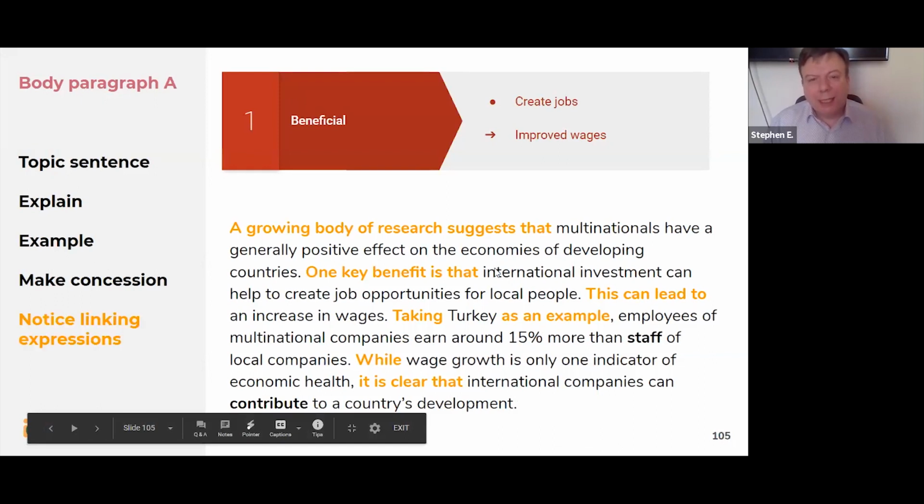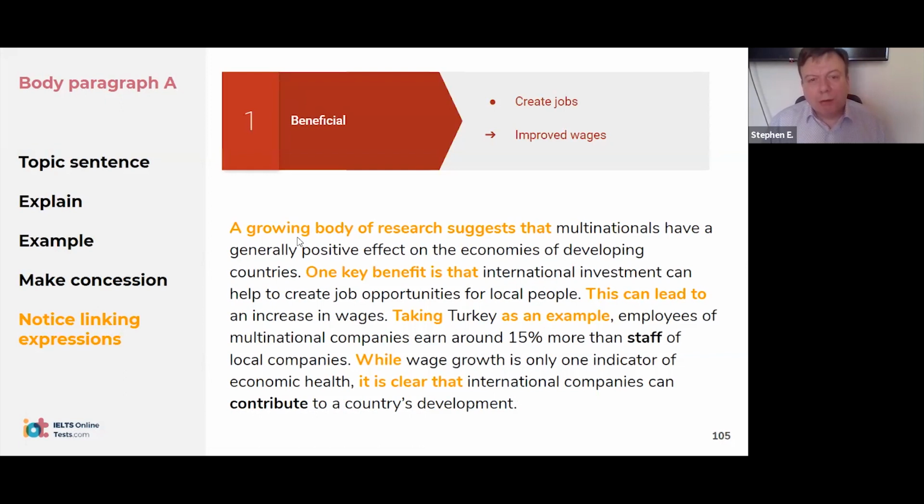So we've got some good linking expressions here. A growing body of research suggests. Now, a lot of people put in their essays, a recent study by or recent research, but then you have to reference where that information comes from. But if you use a growing body of research, you're talking about lots of research, so that's not necessary. And then we've got one key benefit, taking Turkey as an example while it's clear.